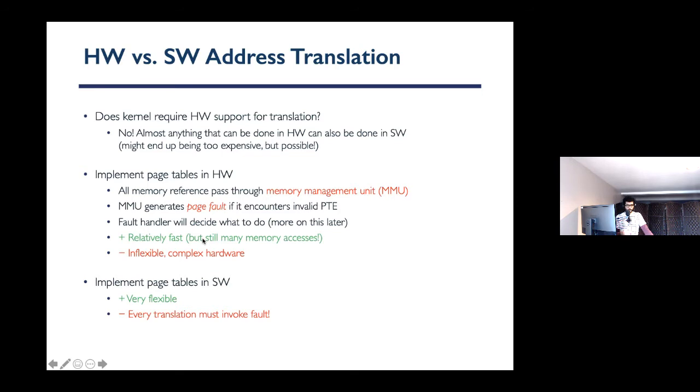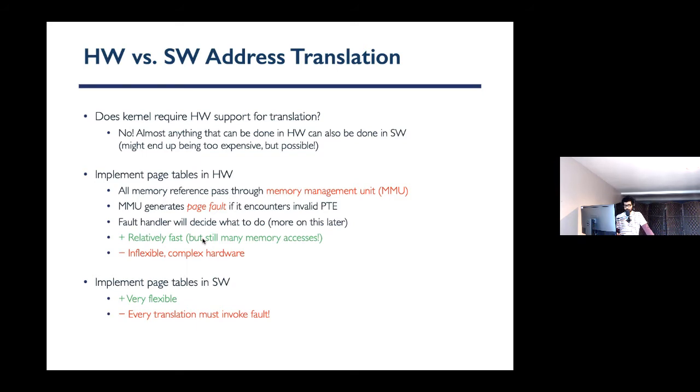Now, the other way of doing this is to implement page tables in software. This gives you utmost flexibility. So what does that even mean? It means that for every instruction, the hardware is going to trap to the operating system and say, translate this for me. Give the operating system an address and say, translate this for me. And then the operating system runs some code to walk through its tables and data structures, whatever the operating system uses.